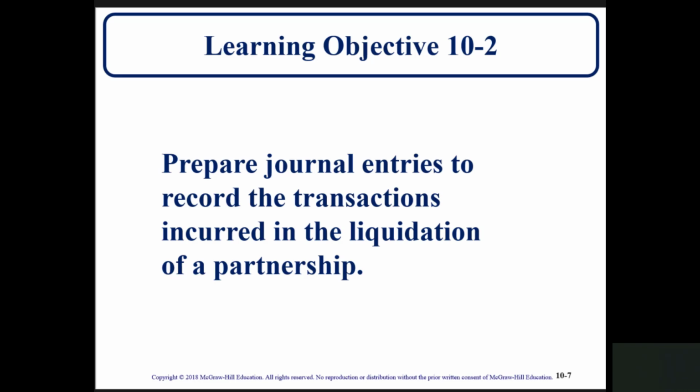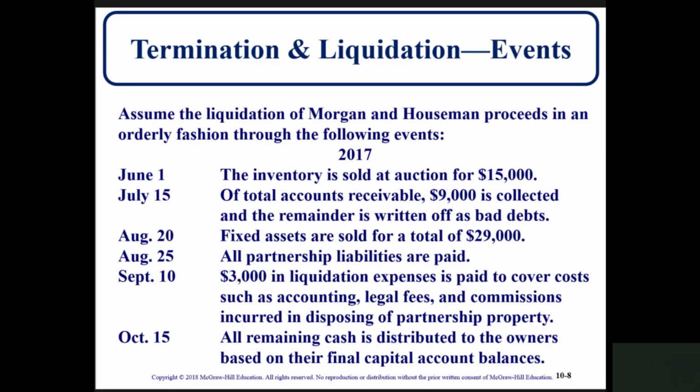So learning objective 10-2: prepare journal entries to record the transactions incurred in the liquidation of a partnership. So, the events. Assume the liquidation of Morgan and Houseman proceeds in an orderly fashion through the following events. June 1st, the inventory is sold at an auction for $15,000.